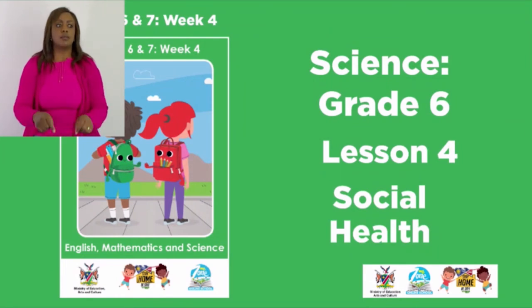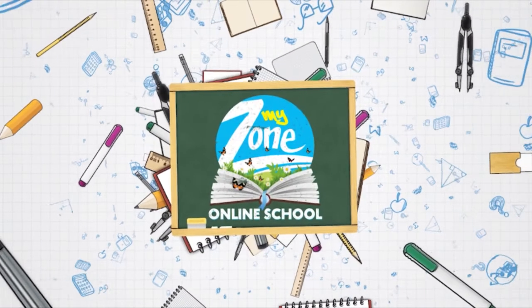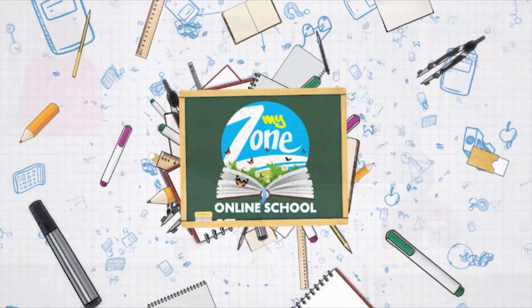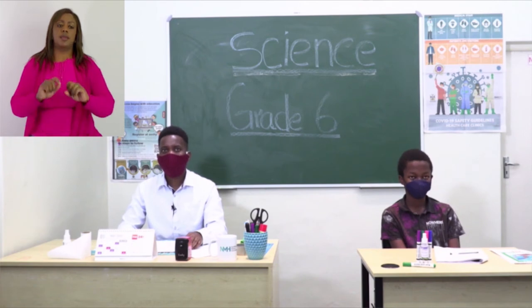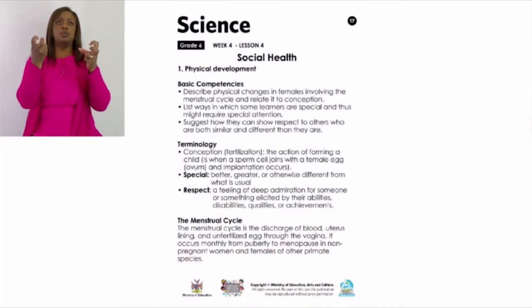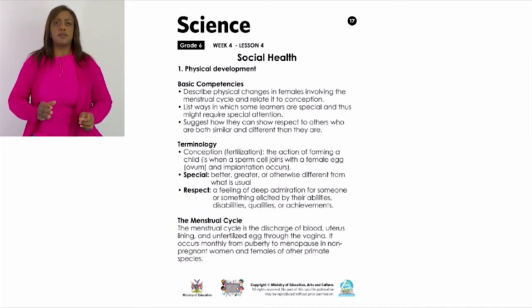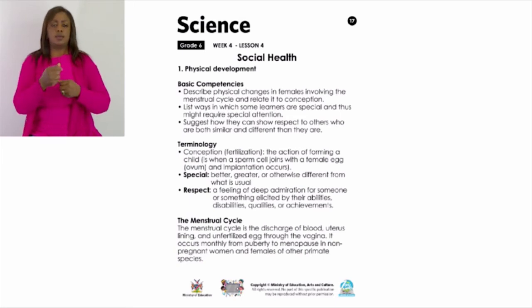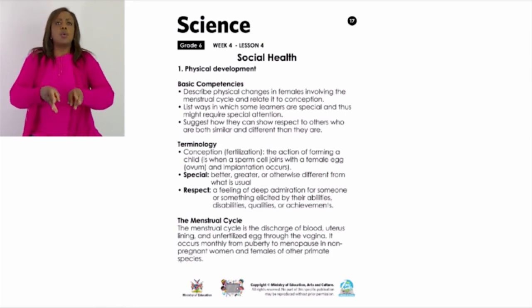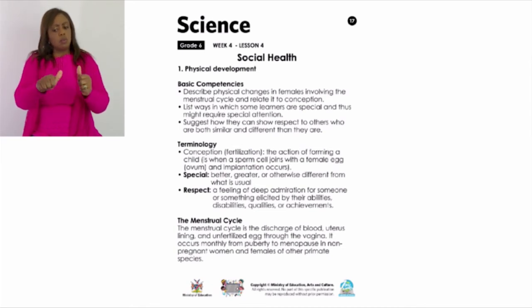Today's lesson will be lesson 4 on social health. Let us now turn to page 17 for our lesson. Our basic competencies. You should be able to describe physical changes in females involving the menstrual cycle and relate it to conception. You should also list ways in which some learners are special and thus might require special attention. Suggest how they can show respect to others who are both similar and different than they are.